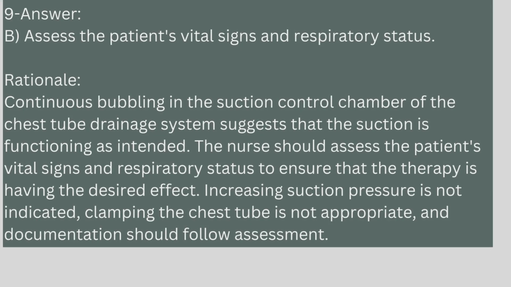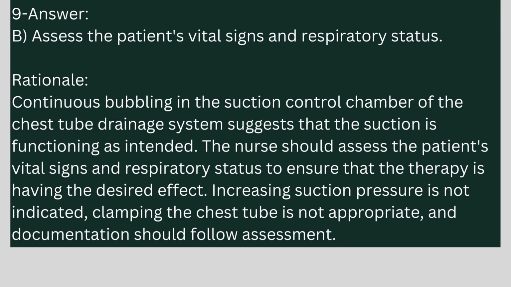Answer 9. B. Assess the patient's vital signs and respiratory status. Rationale: continuous bubbling in the suction control chamber of the chest tube drainage system suggests that the suction is functioning as intended. The nurse should assess the patient's vital signs and respiratory status to ensure that the therapy is having the desired effect. Increasing suction pressure is not indicated. Clamping the chest tube is not appropriate, and documentation should follow assessment.